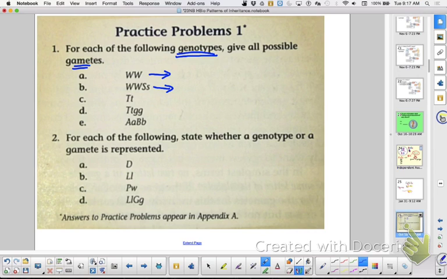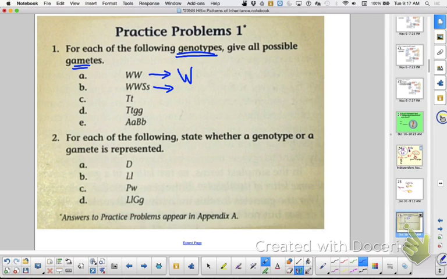All right, so give me the first one. What are the possible gametes for big W, big W? Just big W. If both of them are big W, every single time you're giving a big W. So you just write it once. You wouldn't write it twice, and you definitely wouldn't put them together.